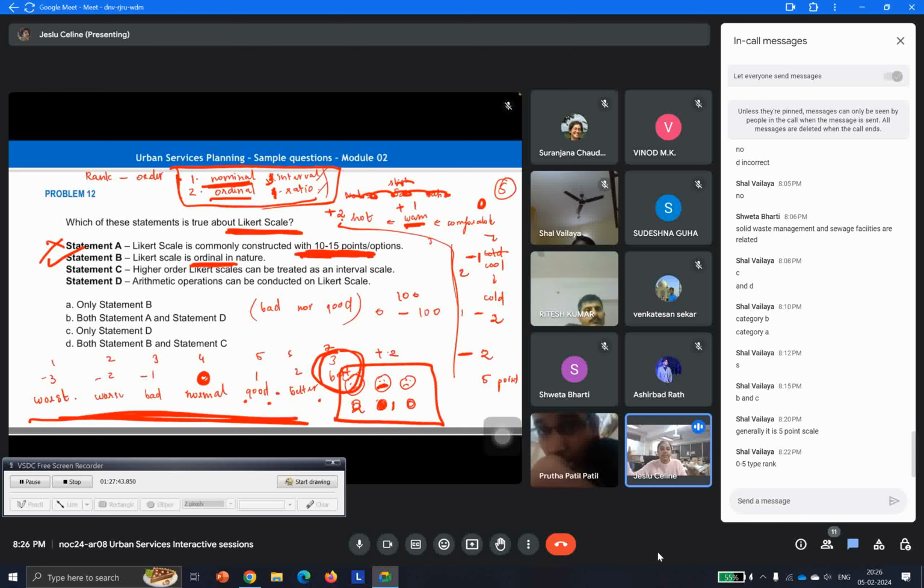And statement D states that arithmetic operations can be conducted on Likert scales. Is that right?